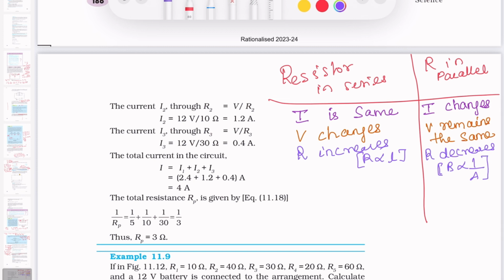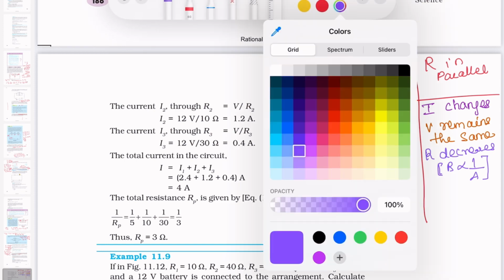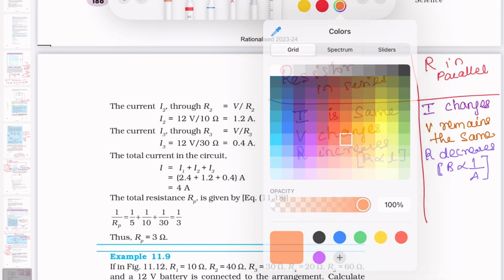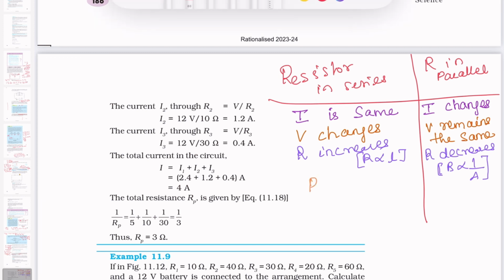In series, how do I find the resistance? I find the total resistance in series is equal to R1 plus R2 and so on. I just add all the resistances connected in series.